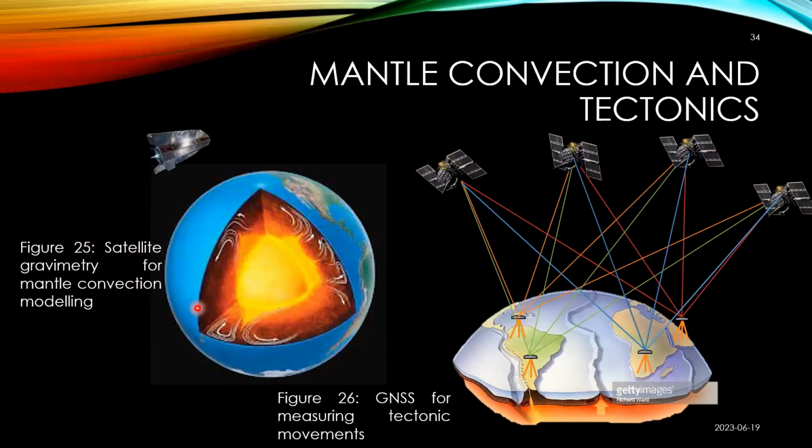Also, these tectonic movements show or reflect the mantle convection pattern. With satellite gravimetry, we can also study the mantle convection, what is happening inside. You know that mantle material gets warm and goes up, then gets cold and comes down. There are some circulations inside that, which can be studied by studying the gravity data, but not directly with GNSS.